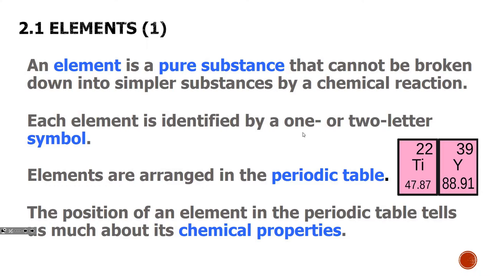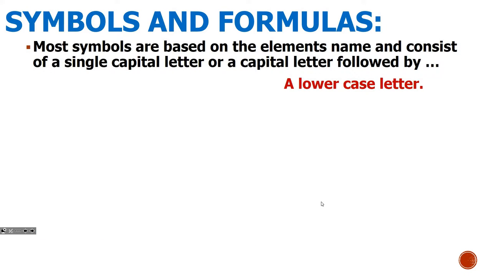So each element is identified by a 1 or 2 letter symbol. You can see here titanium is 2 letters. The first letter is always a capital, and lowercase for the second letter. If it's just one letter to represent the element, like this, yttrium, it is a capital Y. All right? The position on the periodic table tells much about the properties that the elements have. We'll talk more about those.